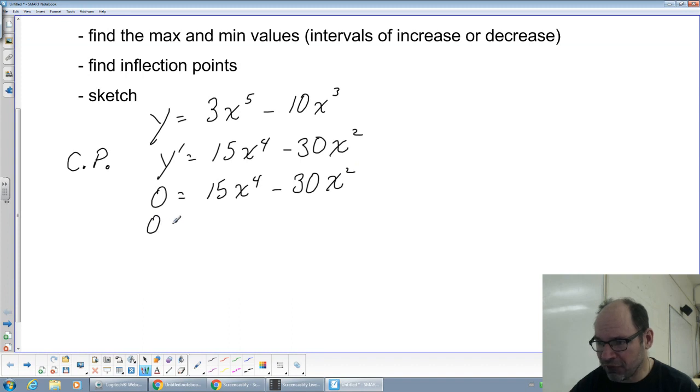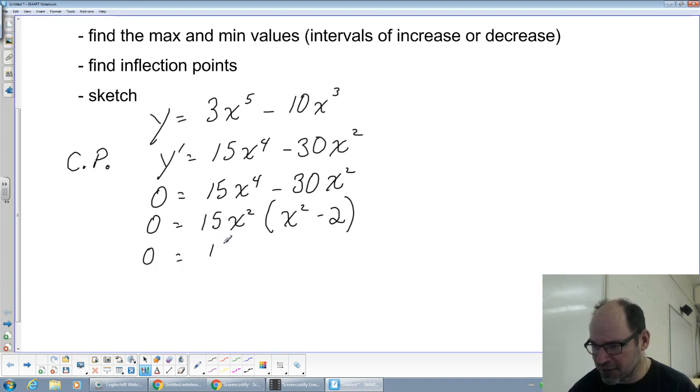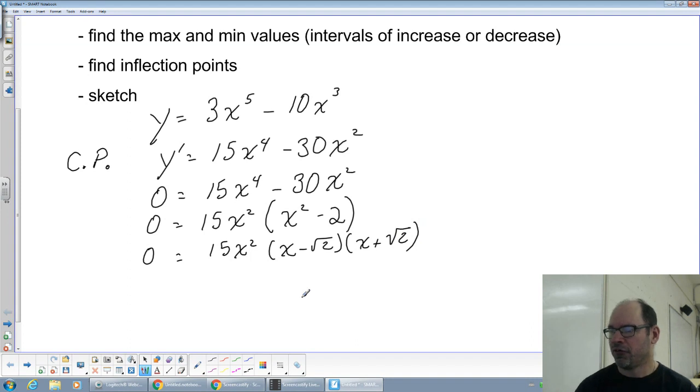So if we take out a common factor of 15x squared, then we have x squared minus 2. This is a difference of squares, so this is going to be 15x squared times (x minus root 2) times (x plus root 2). That gives us 3 critical points that we can use on our graph.